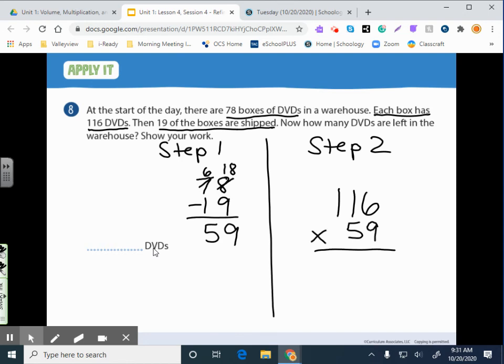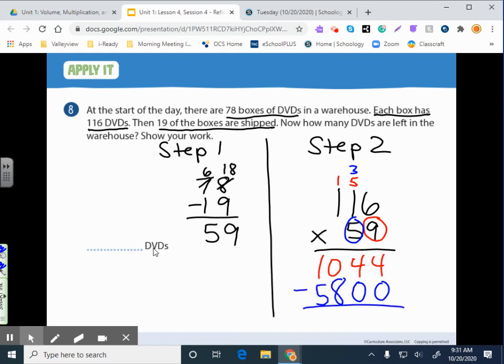Let's figure it out. 9 times 6 is 54. 9 times 1 is 9, plus 5, which is 14. 9 times 1 is 9, plus the 1, which is 10. We have our 10s, so start with our 0 here. 5 times 6, which is 30. 5 times 1, which is 5, plus the 8. And then 5 times 1, which is 5.